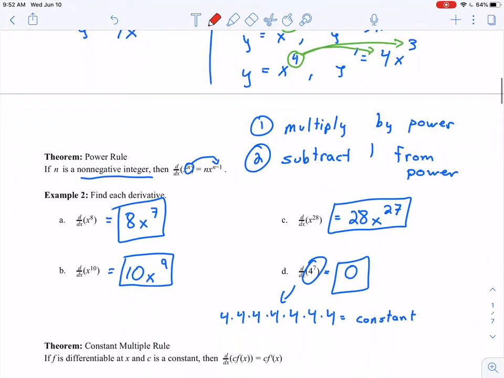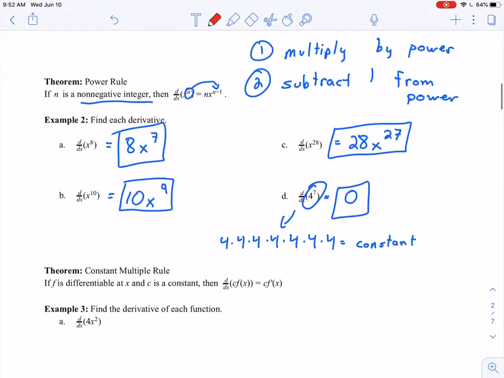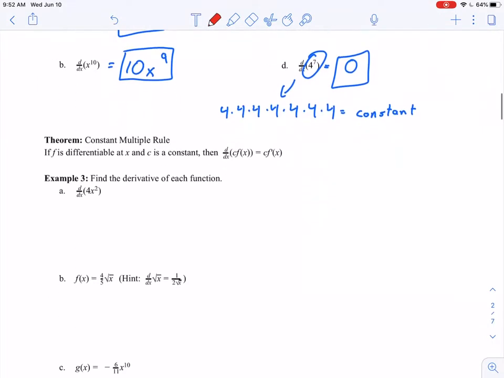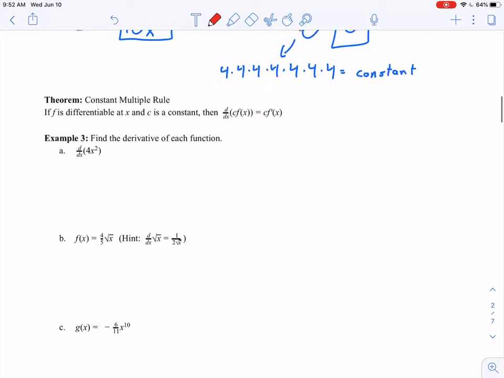So this is a really, really nice rule, a really nice theorem. It speeds up our process of finding derivatives a whole bunch. Let's talk about a couple others that we have here. The next one is the constant multiple rule. It says if f is differentiable at x and c is some constant, then the derivative of c times f of x is c times f prime of x.